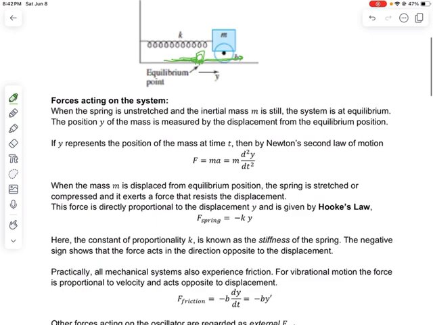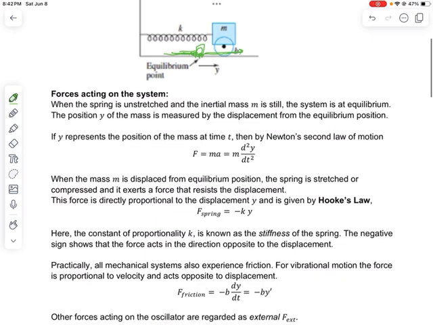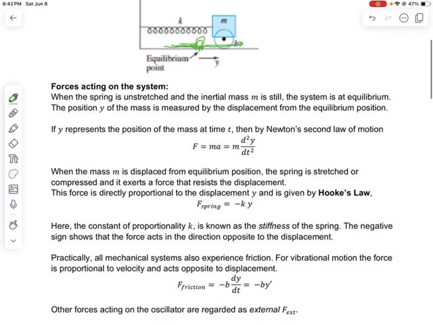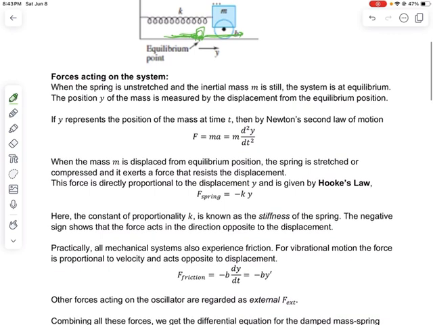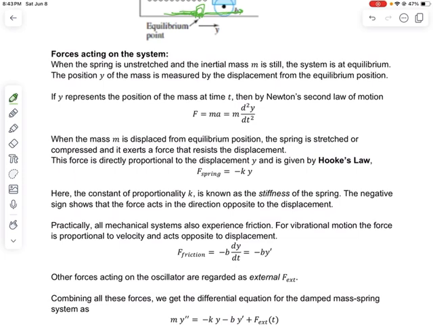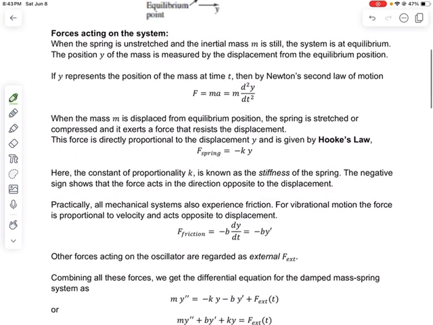Now all mechanical systems often experience friction. So when the mass is moving left and right, producing vibrational motion, the friction force is proportional to velocity and acts opposite to displacement. So this force also acts opposite to the displacement because it tries to bring the mass to a stop. So we can call this force due to friction equal to negative by prime, or negative b dy by dt, because dy by dt is the velocity of the spring.